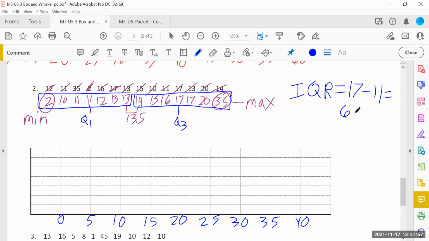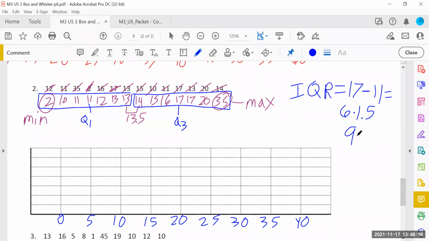And now I multiply it by 1.5. Remember, the 6 is my IQR, but I don't use it like that. I multiply it by 1.5 first. So 6 times 1.5 gets me 9. That's what I'm going to add and subtract from my box.